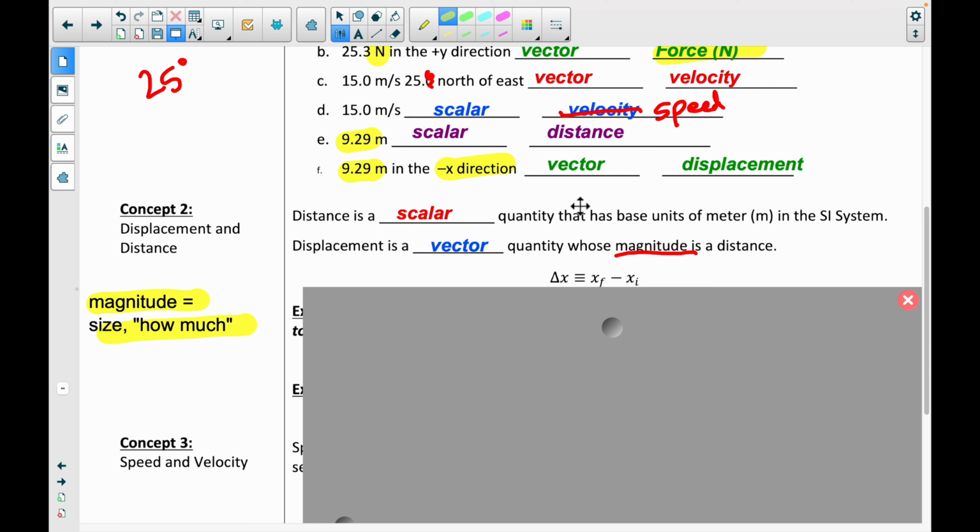Now something that I think can be a little bit confusing, if you don't know the difference: in physics we often use x for distance.